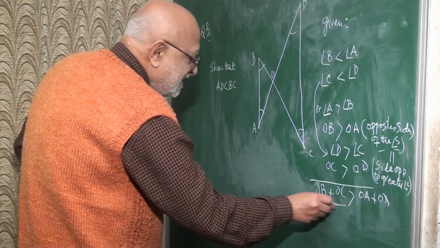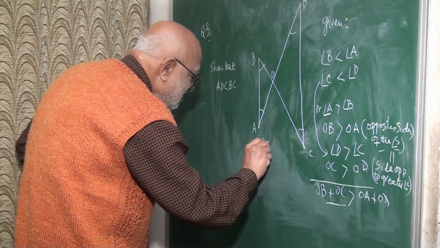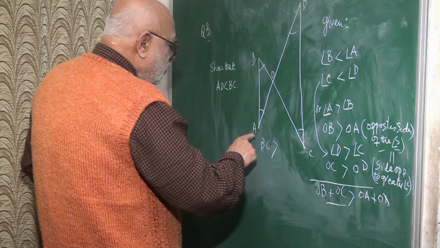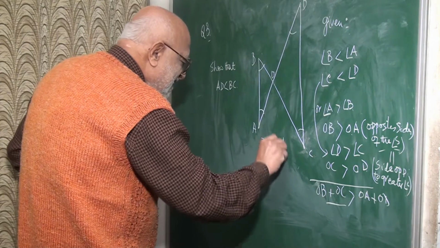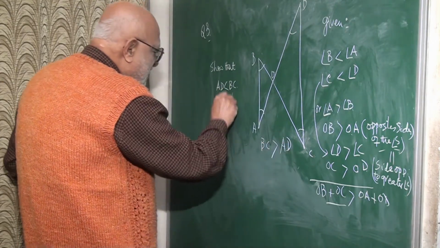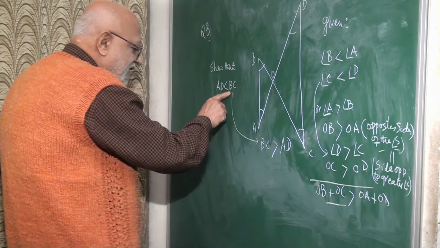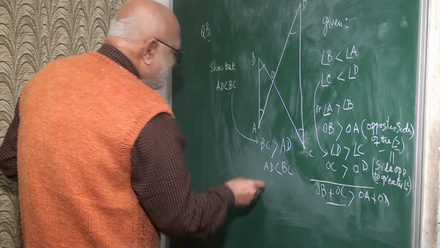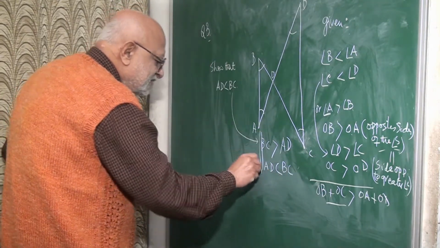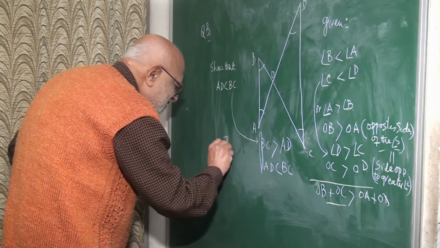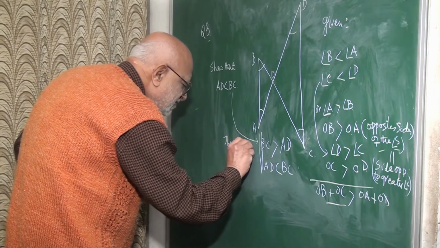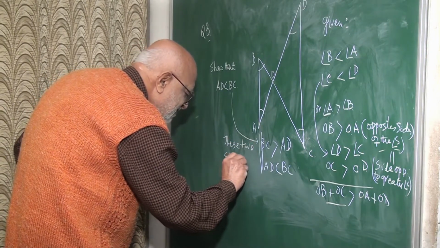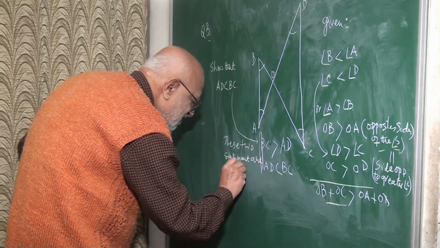OB and OC is equal to BC. BC is greater than OA plus OD. OA plus OD, that is AD. This is what it shows. If I write it this way, I can write AD is less than BC. So that is given. These two statements are same.